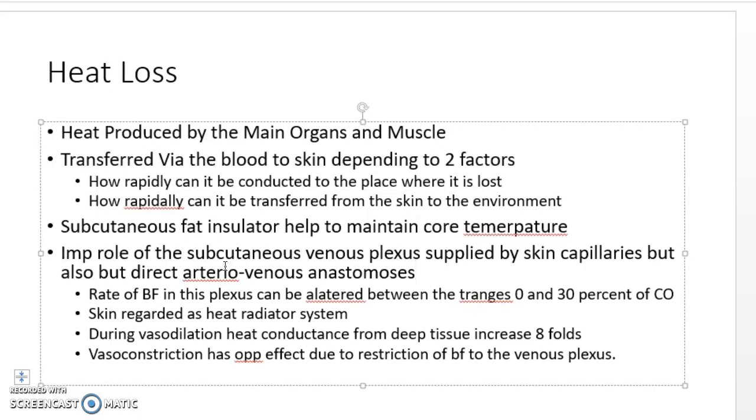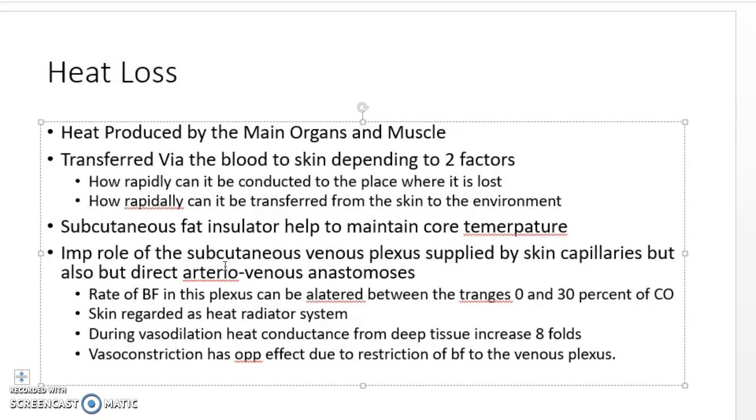I also want to mention that the rate of blood flow in the plexuses is going to be altered, and that's going to be between 0 and 30% of cardiac output. Skin is going to act as the heat radiator system, and during vasodilation, the heat conductance from the deep tissues to the environment is going to be increased by 8 folds.